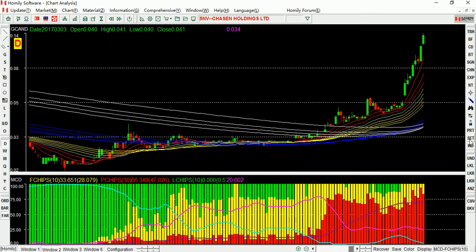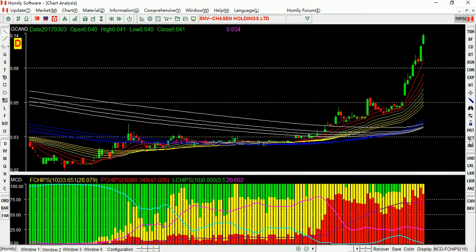We can use the multicolor dragon to judge whether the share has bank money fully controlling it or not. So we can see this is the multicolor dragon, okay? The red column represents the bank money. The yellow column represents the hot money, like day traders. The green column represents the retailers, okay? So if you see the red column above 50, it means the bank money fully controls. Okay, so you can see this stock. Why is this stock so strong? Because bank money fully controls it. The red column is above 50, bank money fully controls.